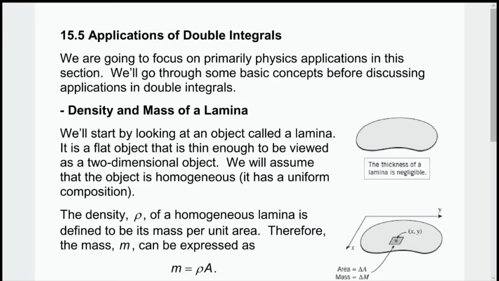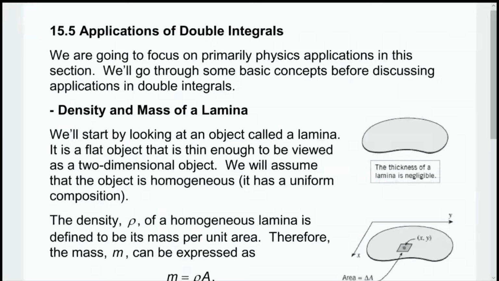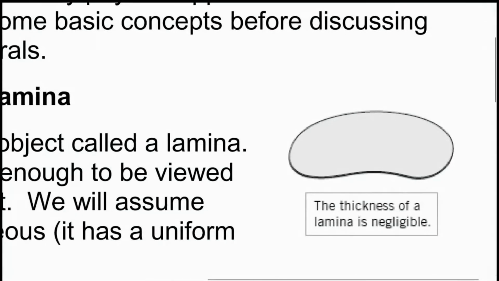So what we're going to look at first here is the idea of density and mass of what we call a lamina. When we are talking about a lamina, we're talking about a 2D object. Basically we've got some 2D object that is a very, very thin object, and so the thickness of it in terms of its mass is going to be negligible. Eventually we'll get into three-dimensional objects, and that's where we'll get into triple integrals with these same ideas.